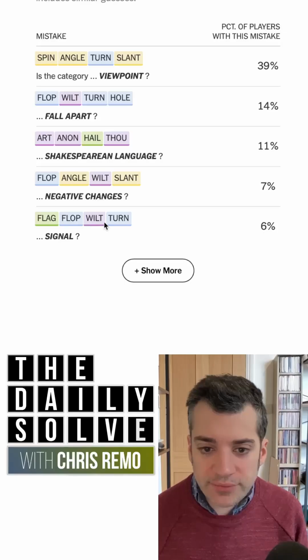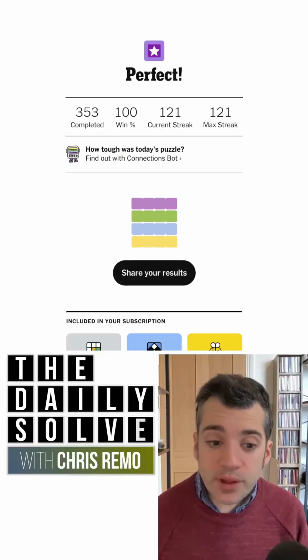Yeah, signal, flag, flop, wilt, turn. Yeah, these just feel kind of like stabs in the dark. But there we go. All right, bit of a tricky one today.